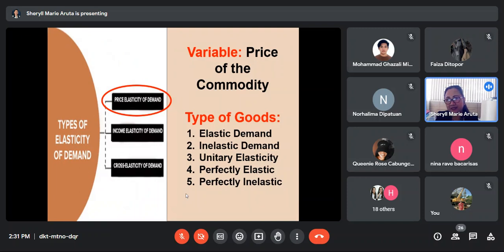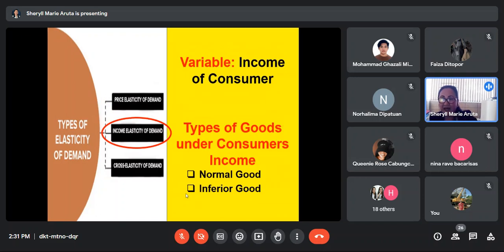As we learn price elasticity, we are able to use this one to identify the types of goods available in the market. We have elastic demand, inelastic demand, unitary elasticity of demand, perfectly elastic demand, and perfectly inelastic demand. As we also learned what income elasticity is all about, we have learned that there are two types of goods under consumers' income. So we have normal goods and we have inferior goods.